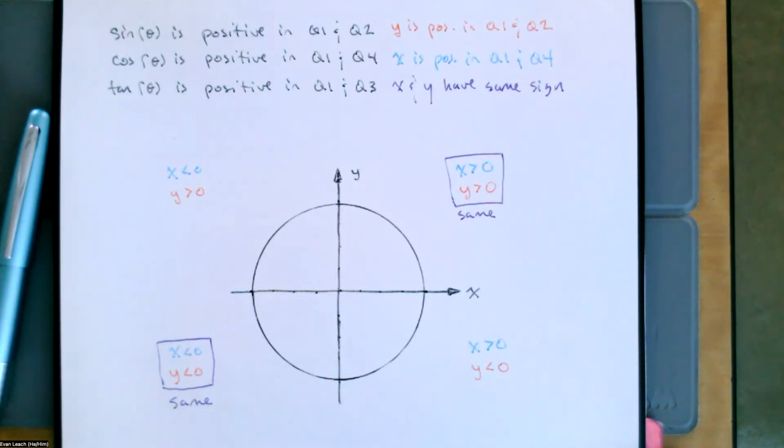Sine is tied to the y coordinates, cosine is tied to the x coordinates. And tangent is positive when x and y are the same, because positive divided by positive is positive, and negative divided by negative is positive. How's everybody okay? We do need to connect these x and y coordinates more closely to sine and cosine. X for cosine and y for sine.